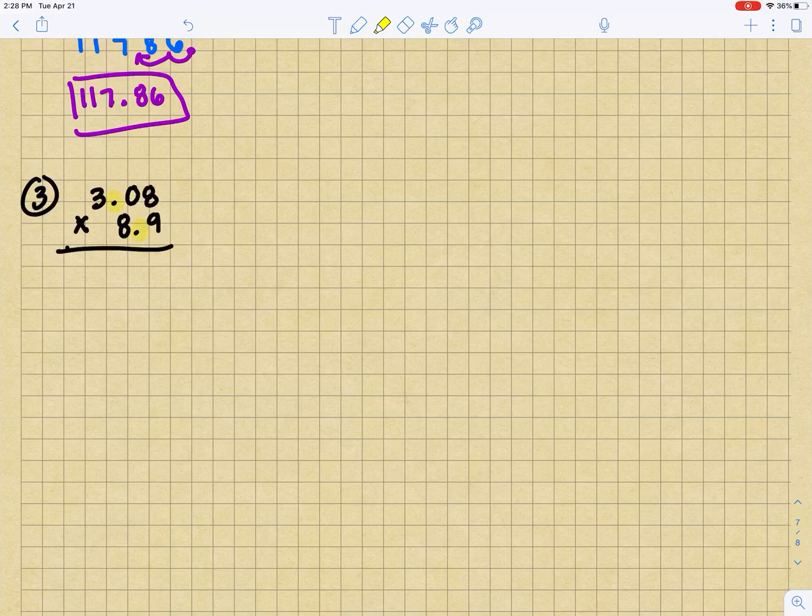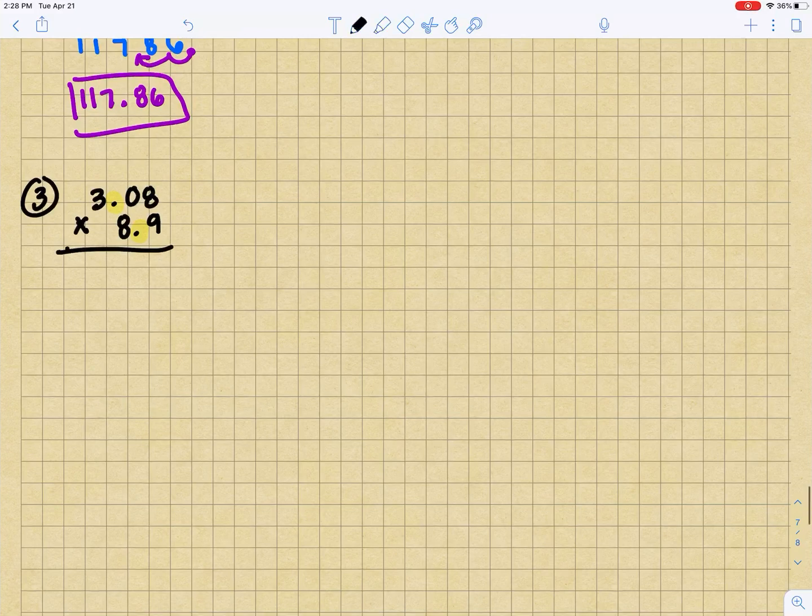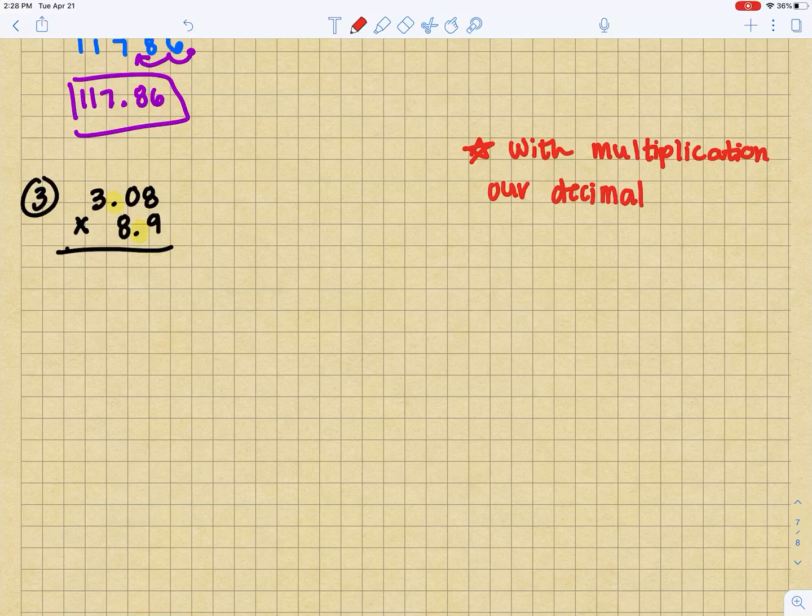Are they lined up? No, they are not. So if you guys want to add that note in here, with multiplication, do our decimal points need to be lined up? No, they do not. Only with addition and subtraction. Okay? So for multiplication, our decimal points do not need to line up. Okay, there we go. Now I have it written down.